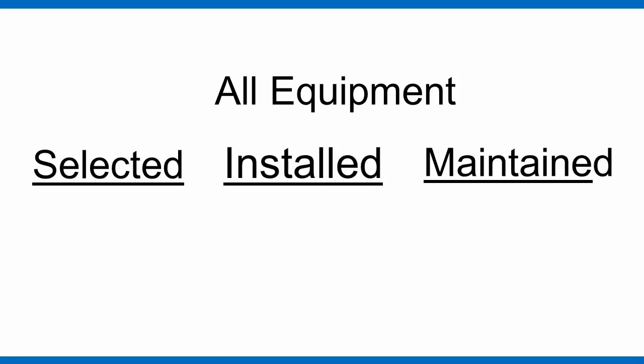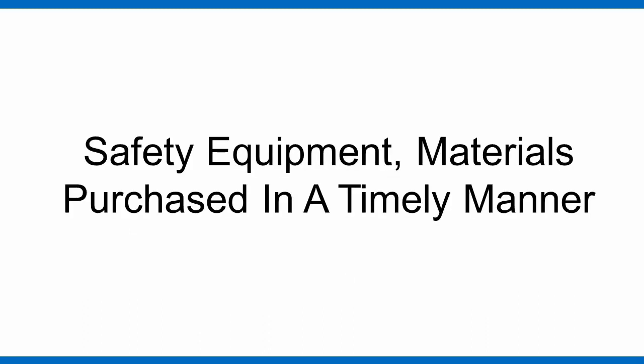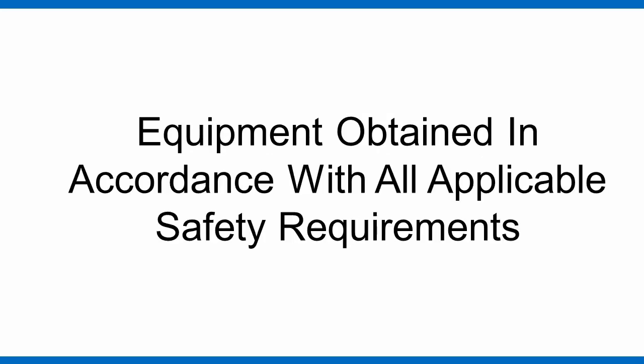and so forth. Engineering helps to ensure that all equipment that could affect the safety of employees is selected, installed, and maintained in a manner that eliminates or controls potential hazards. Purchasing helps to ensure that safety equipment and materials are purchased in a timely manner. New materials, parts, and equipment are analyzed for potential hazards so preventive measures or controls can be implemented and that such material, parts, and equipment are obtained in accordance with all applicable safety requirements.